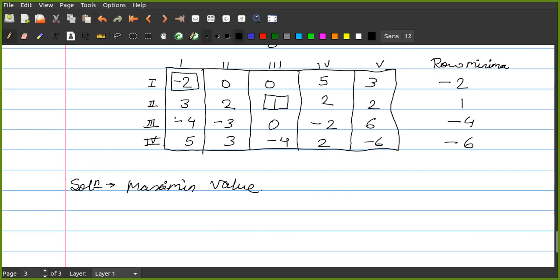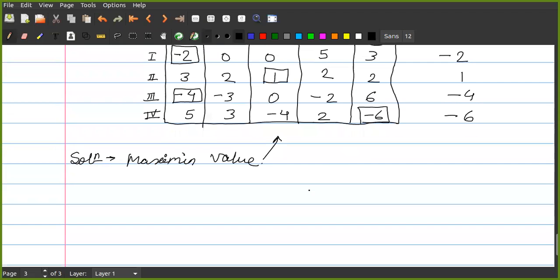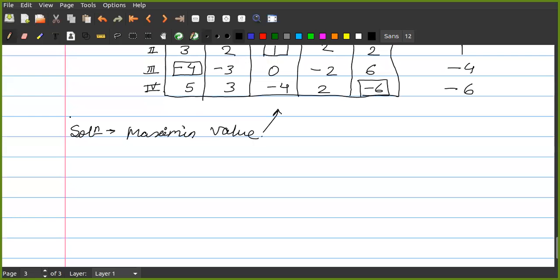Okay. Next, here also I am going to make a square. And similarly, here also I am going to make a square. What does this square indicate? This square indicates that this is the minimum value for each row. Correct? Okay. Then this was step 1.